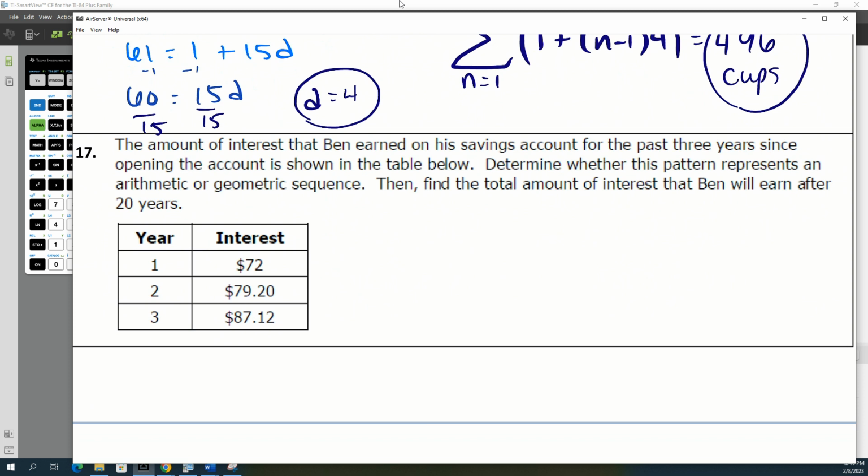So if it was me, I would check the dividing first. So I would take 79.20 and divide it by 72, and you get 1.1. And then take 87.12 and divide it by 79.20. Oops. And you also get 1.1. So this is geometric. And R is 1.1.